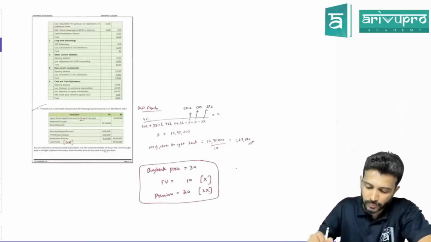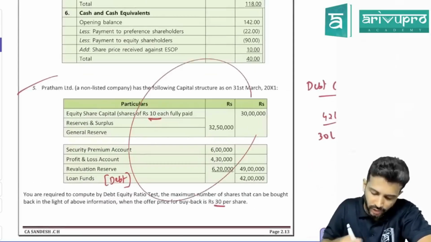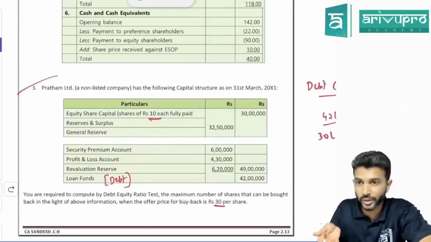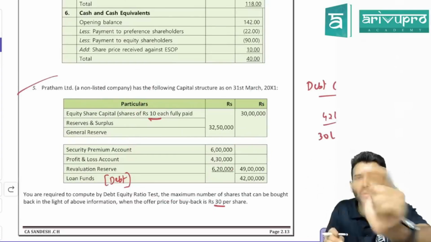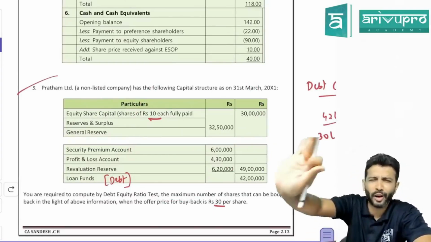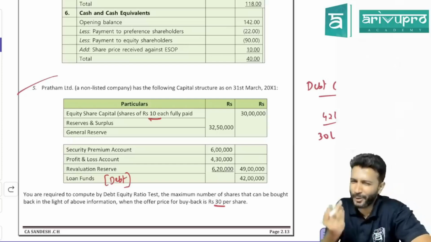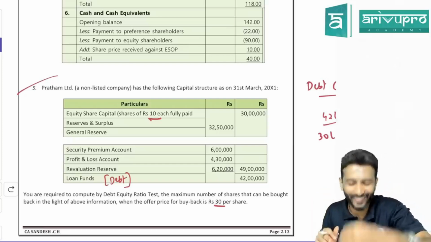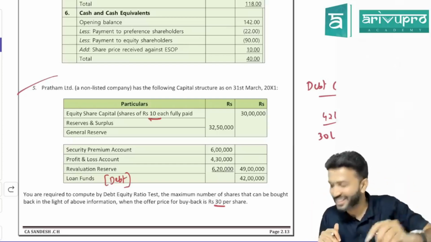Now can I get to the other one? Just for my confidence, I thought I will create another question. Question is already there. We'll solve one more question on this debt equity ratio. Just for me, I want to practice once more for myself. Okay, can we take one more question for my satisfaction?